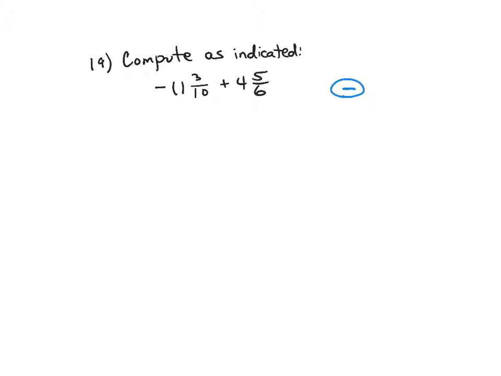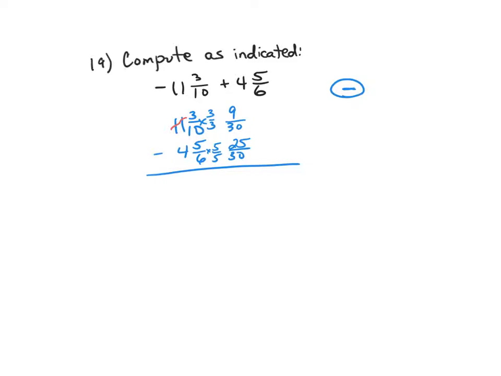Now I'm going to subtract those two numbers because that's the rule that we follow. I have 11 3/10 subtract 4 5/6. In order to do that, I'm going to have a common denominator. I'm going to change both of these to 30ths. So 3/10, in order to change it to 30ths, I have to multiply by 3 over 3. I get 9/30. In order to change 5/6 into 30ths, I need to multiply by 5 over 5, and I get 25/30.